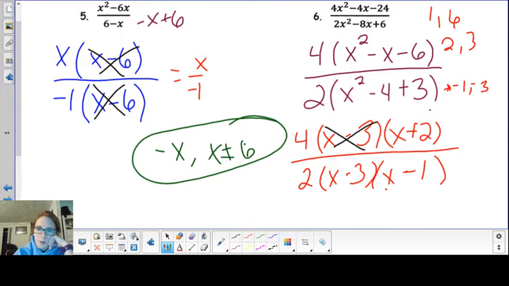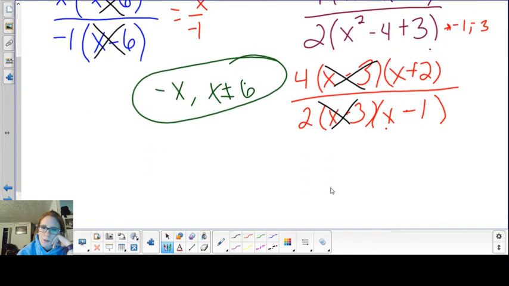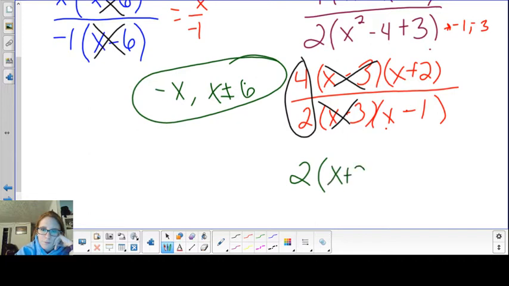So I can go ahead and cancel out my x's, my x plus negative 3's. And hey, isn't 4 divided by 2 just 2? So can't I also do that at the same time? So 4 divided by 2 is 2, and that's positive, so he's going to stay on top. So I have 2 times x plus 2 over x minus 1. X cannot be, oops, not what I wanted, right? X cannot be equal to 1 or 3.